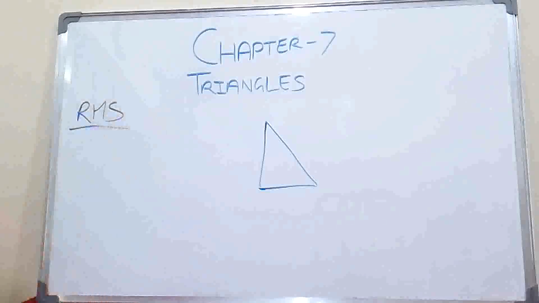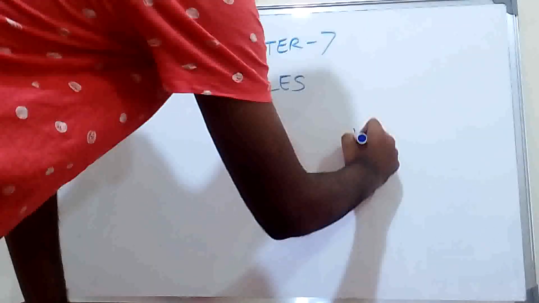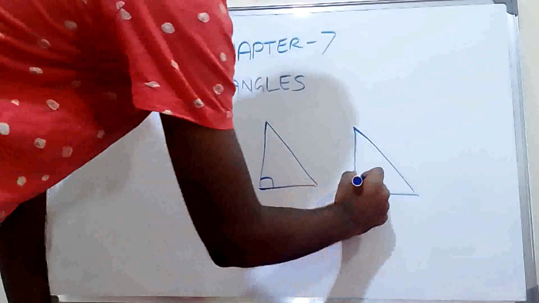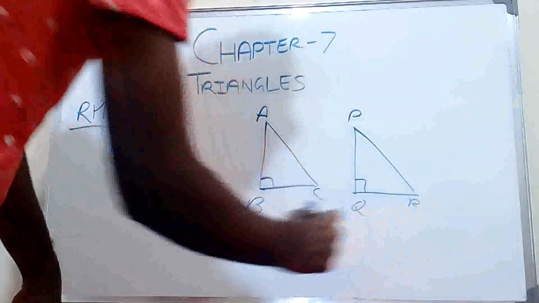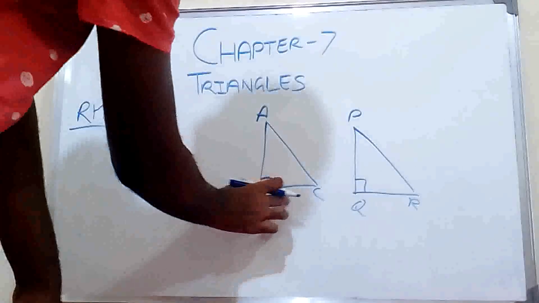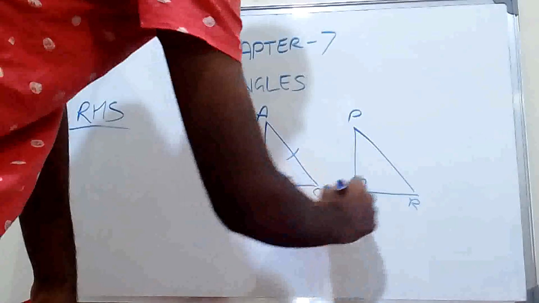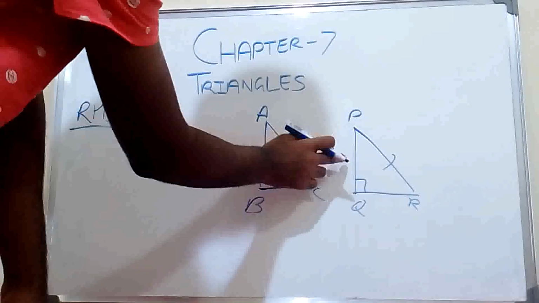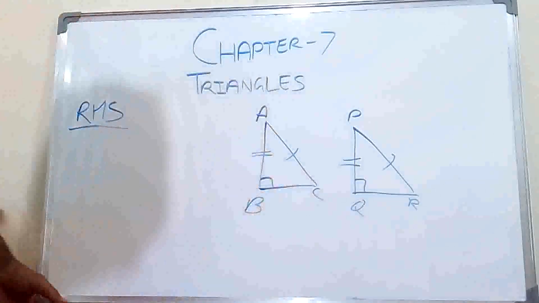So what does RHS mean? RHS means right angle, hypotenuse and one side. So here what RHS says is that if we have two right angle triangles, why right angle? Because there should be a right angle. So 90 degree, 90 degree, and we have ABC and PQR. RHS says that if angle B is equal to angle Q, both of them 90 degree, and the hypotenuse, which is AC, is equal to PR, and a side. So we have two sides here, two arms AB and BC, and here PQ and QR. And if any one of these two is given equal, then the two triangles are congruent.